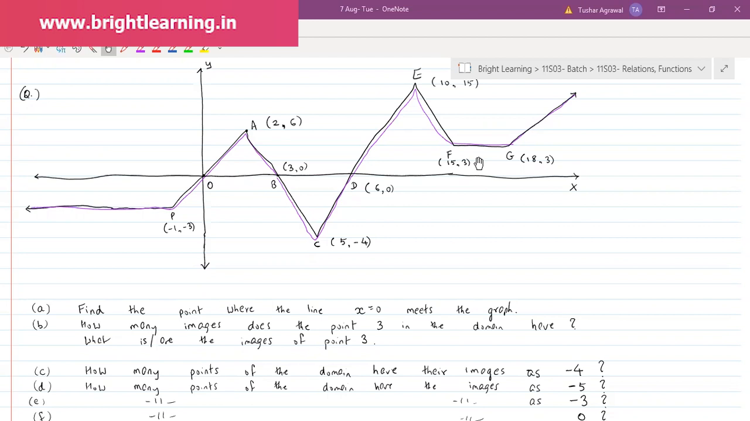Second question, the language is not 100% correct. How many images does the point 3 of the domain have? Saying 3 in the domain maybe caused some confusion. How many images does the point 3 of the domain have?